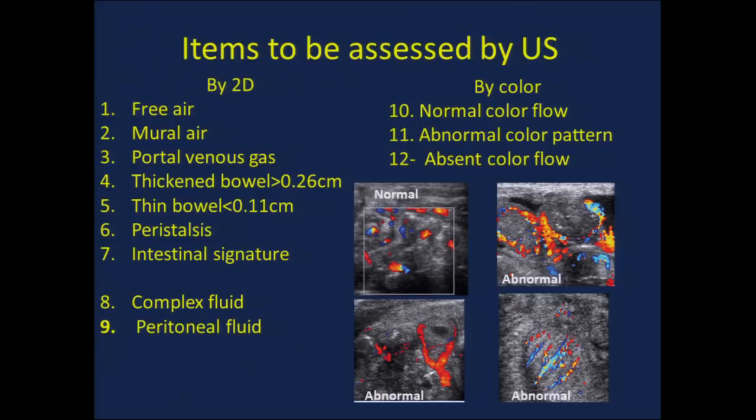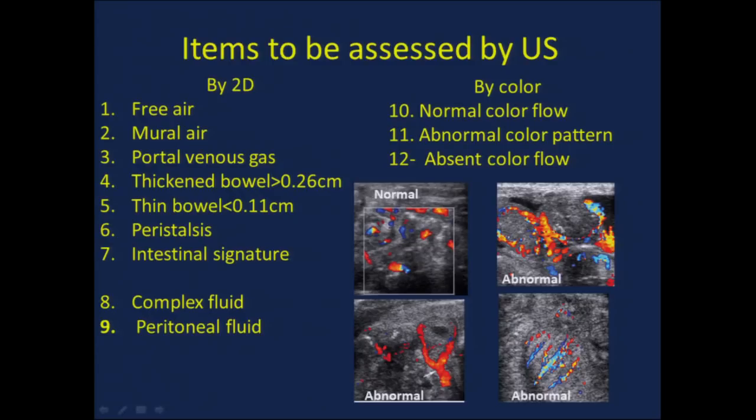And then by color, you have three markers. You can have here in this box normal color, a 2x2 color box. You have speckles of color reflecting good perfusion, and that's the normal pattern. And you have here a Y-shaped pattern, one of the common patterns of abnormal hyperemia.